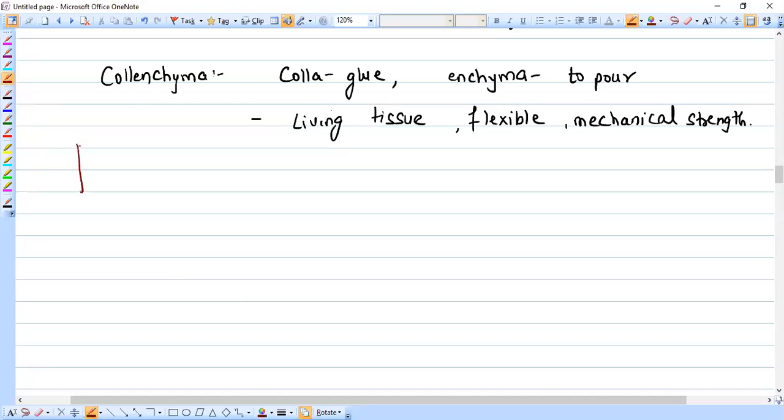So if I take this part here and this leaf, no matter how strong the wind is, the leaf will not fall. Why will it not fall? Because they are attached to the stem by the help of this important tissue, collenchyma. So let's look at the characteristics.